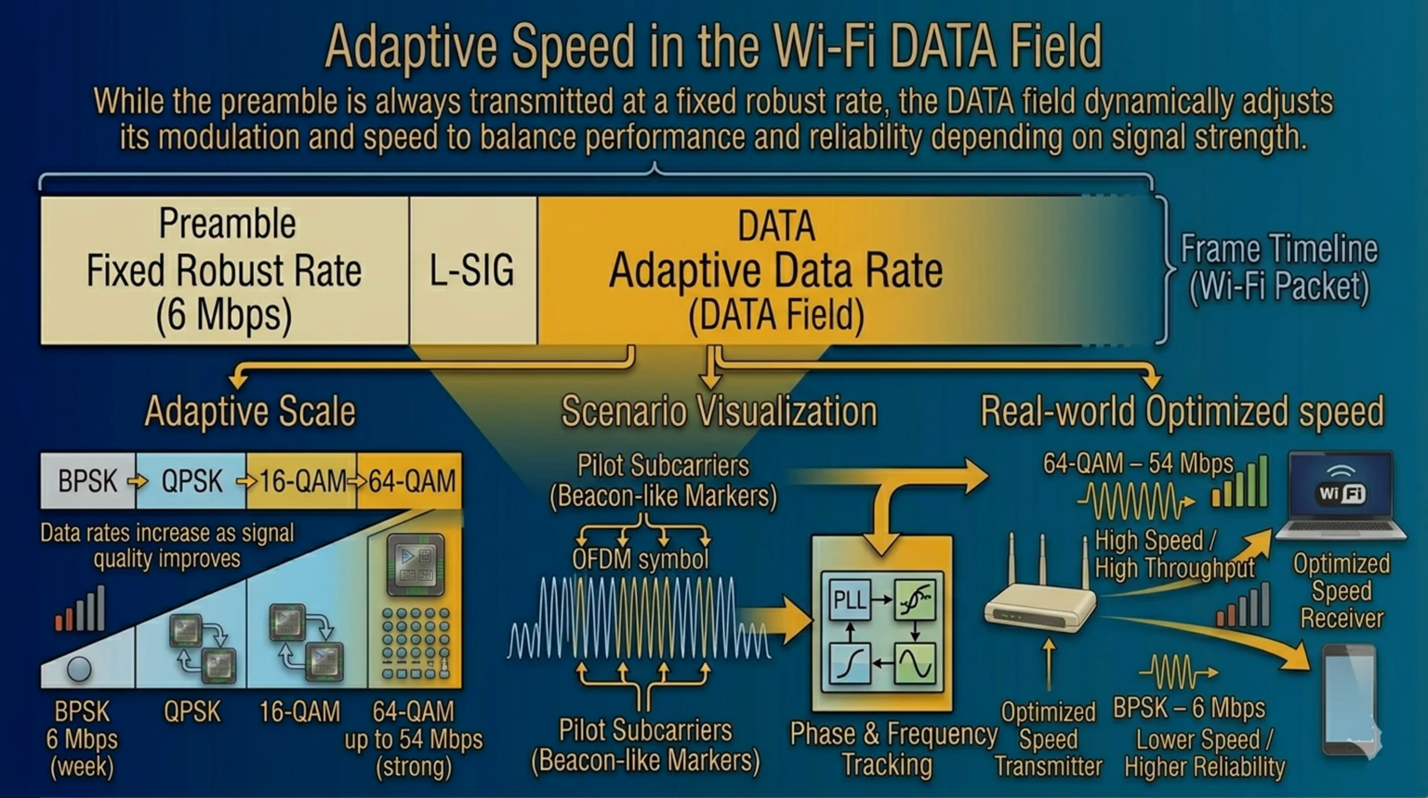Adaptive speed. Unlike the preamble, which is always slow and steady, the data field scales. If you're near the router, it jumps to 64 QAM, 54 megabits per second. If you're far away, it drops to BPSK, 6 megabits per second, to stay reliable.